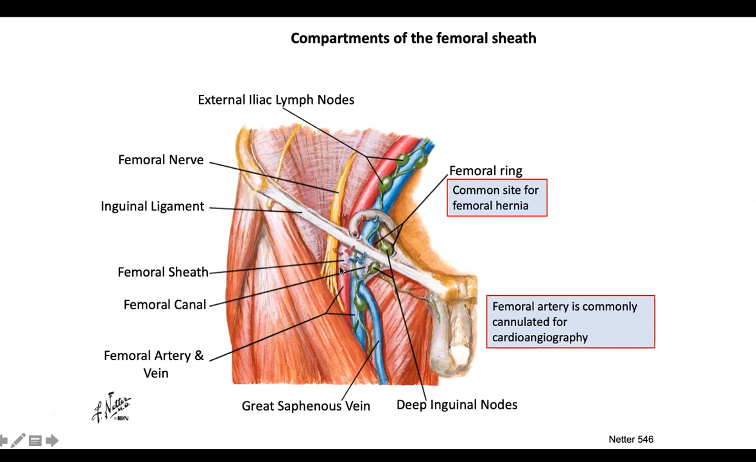So see, the femoral nerve, femoral artery, femoral vein, all are entering into the thigh under this ligament. And the inguinal ligament helps in maintaining the position of all these blood vessels and nerve during the movement of the hip joint.